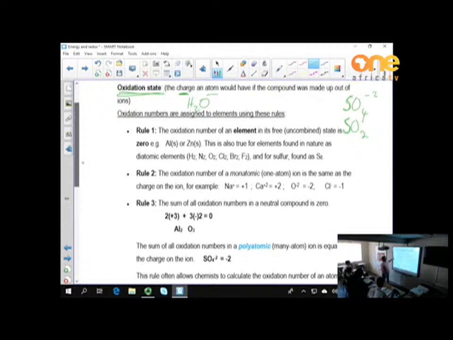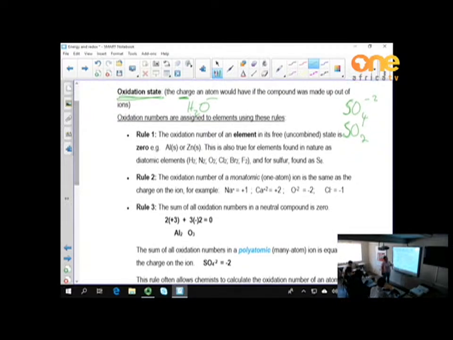The first rule: the oxidation state of an element in its free or uncombined state. For example, if I have zinc, the oxidation state is 0. It hasn't lost or gained electrons. This is true for all the elements found in nature that are diatomic. The oxidation state then is 0.